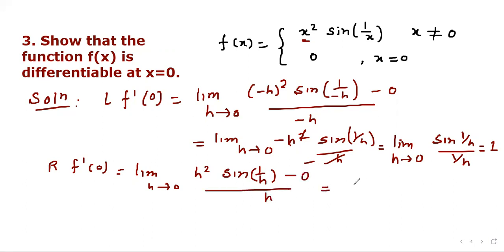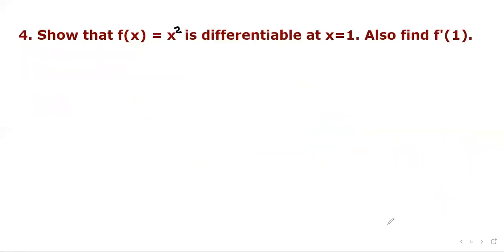Again, we will get same thing. Limit h tends to 0, and it will become sin(1/h) divided by 1/h. That will be 1. Since left hand derivative and right hand derivative both are equal, hence function is differentiable at x equal to 0. Now consider next question. Show that f(x) equal to x² is differentiable at x equal to 1, and also find f'(1).